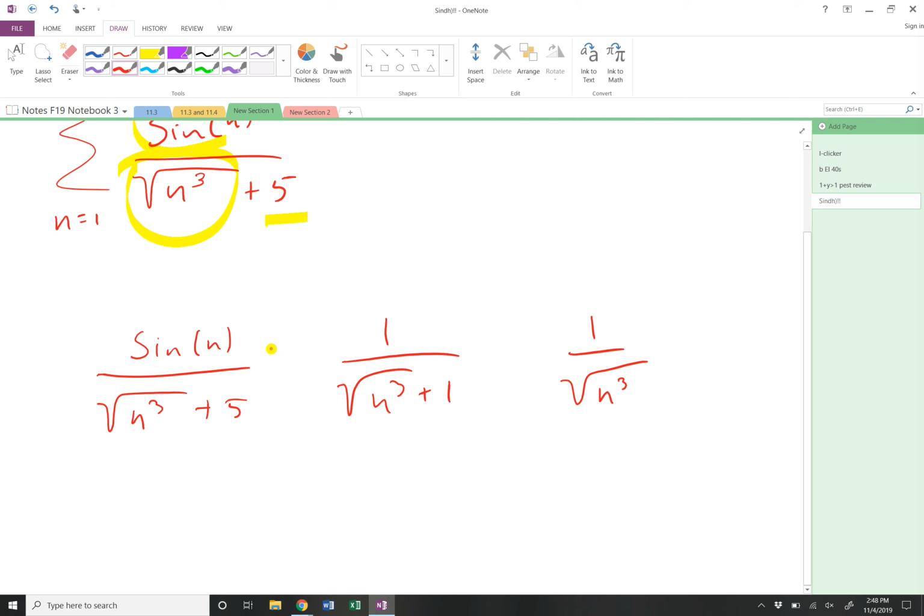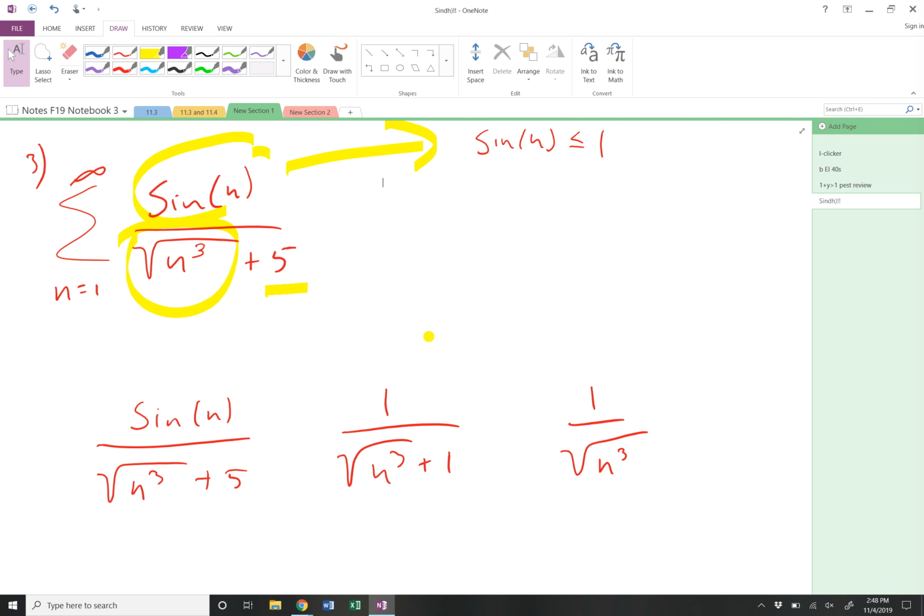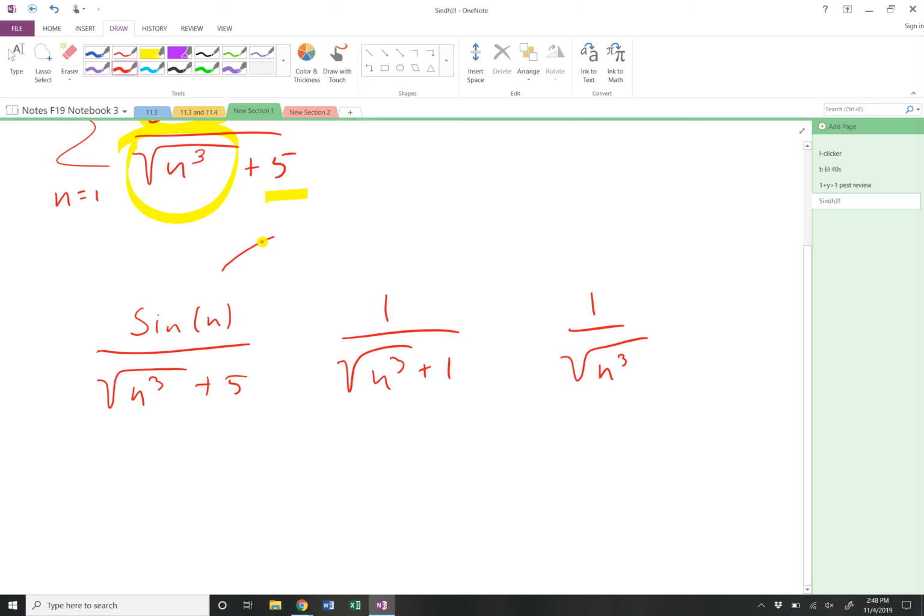So the worst case scenario, with series, you want to think worst case scenario. And the worst case is you're adding up things that are bigger. Right? We're adding up infinitely many things, and if we want to do comparisons, the worst case, at least if you think it converges, is to make it as big as possible. And so the largest you can make sine of n is make it 1 the entire time.